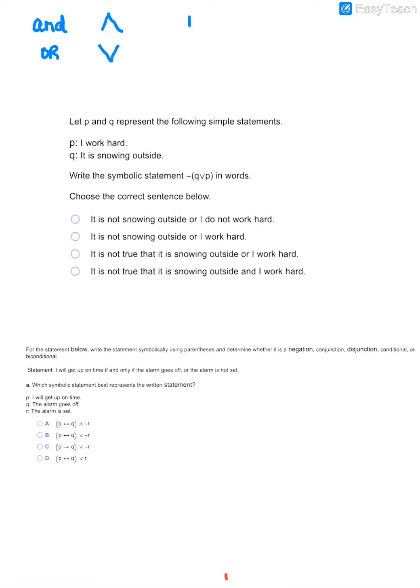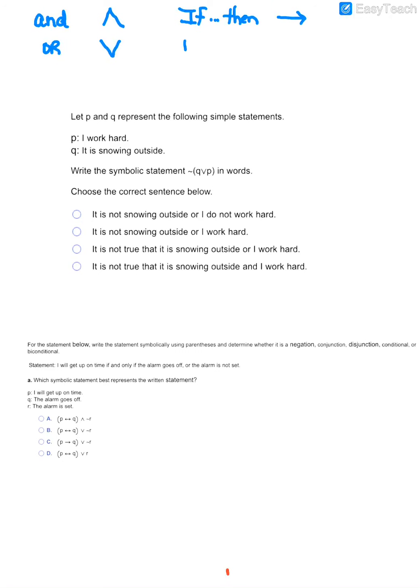For the phrase "if, blah, blah, blah, then," we have a single arrow that points to the right. For the phrase "if and only if," we use a double arrow. And then for the word "not," we use a tilde.